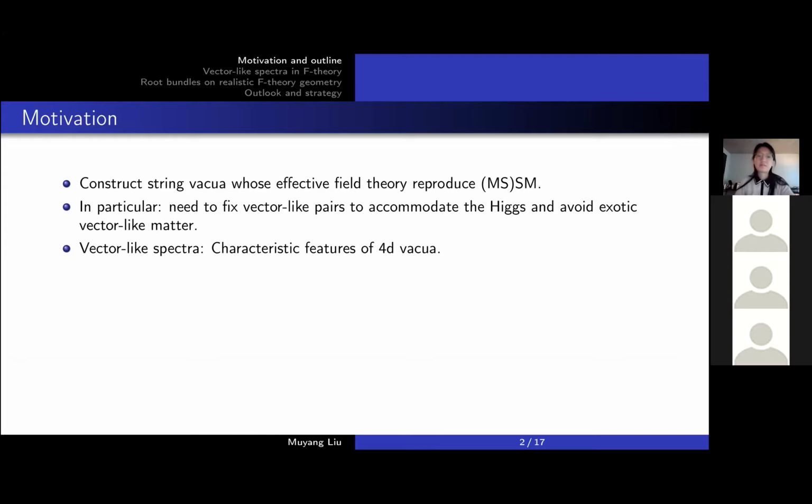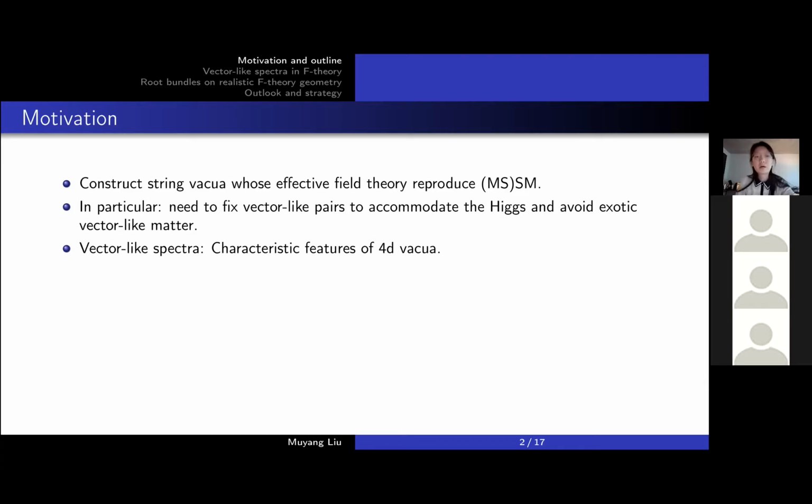Okay, this work is motivated by a very important goal of string phenomenology. Namely, we want to construct a string vacuum whose effective theory reproduces the exact matter content of standard model particle physics. In particular, we need to fix vector-like pairs to accommodate the Higgs, and also to avoid exotic vector-like matter.